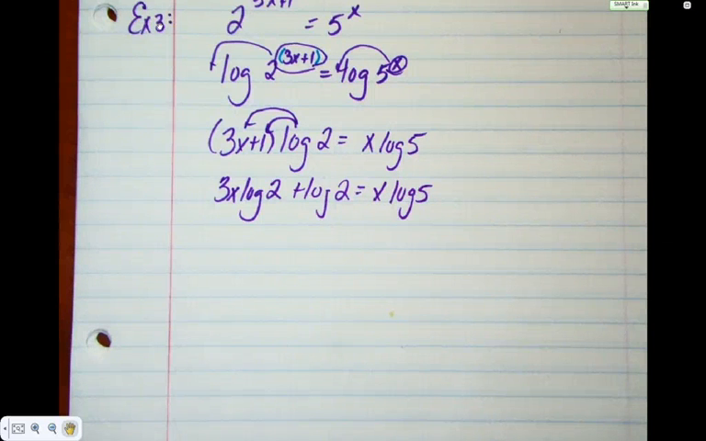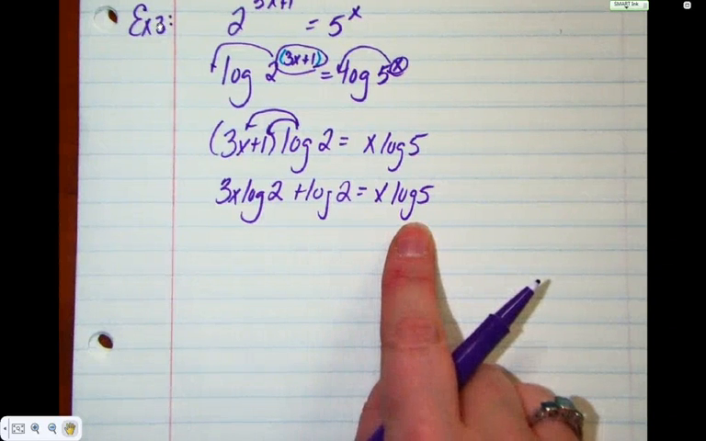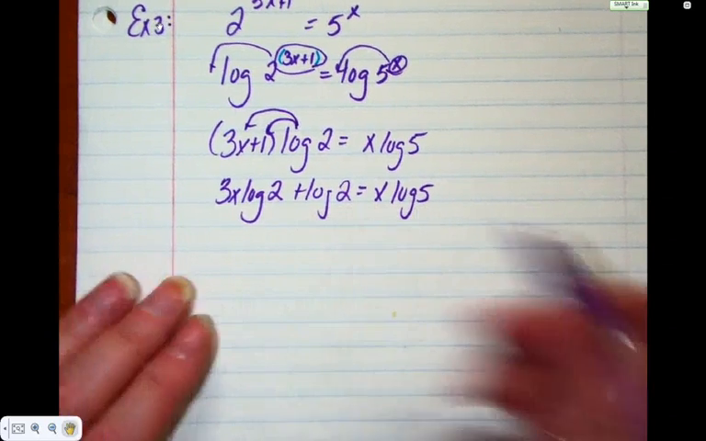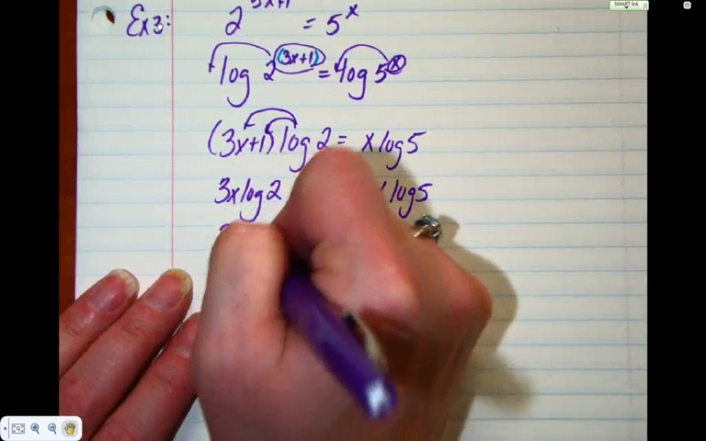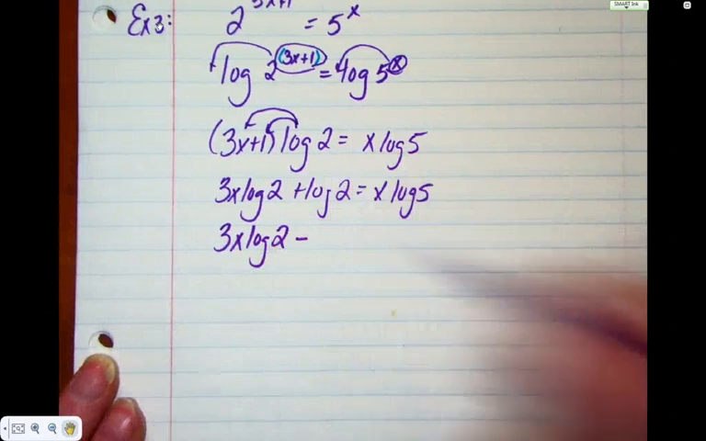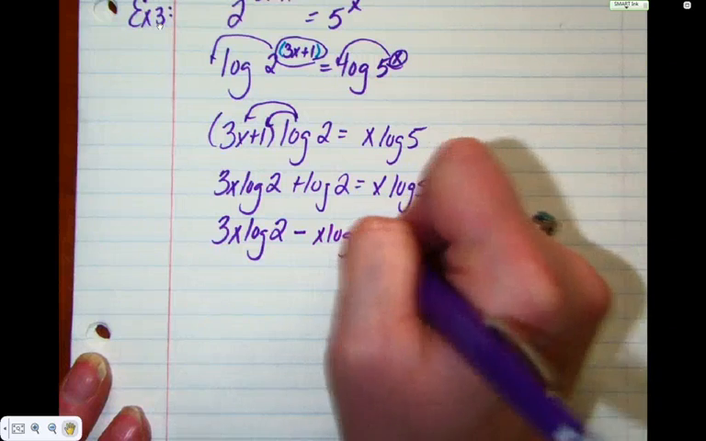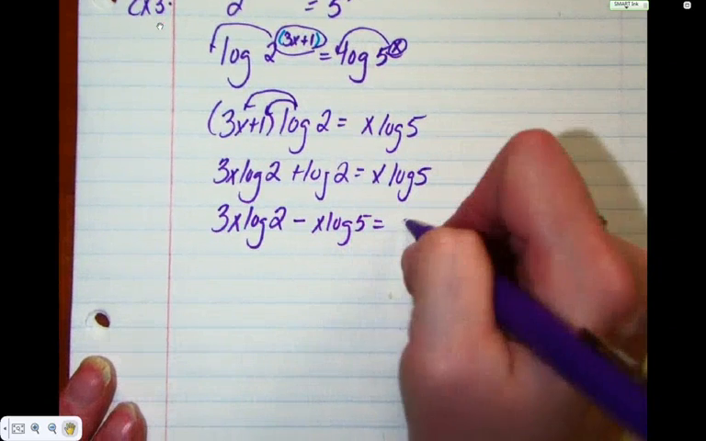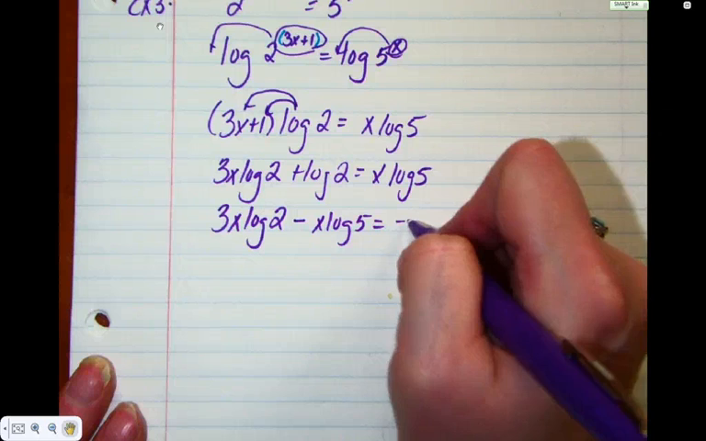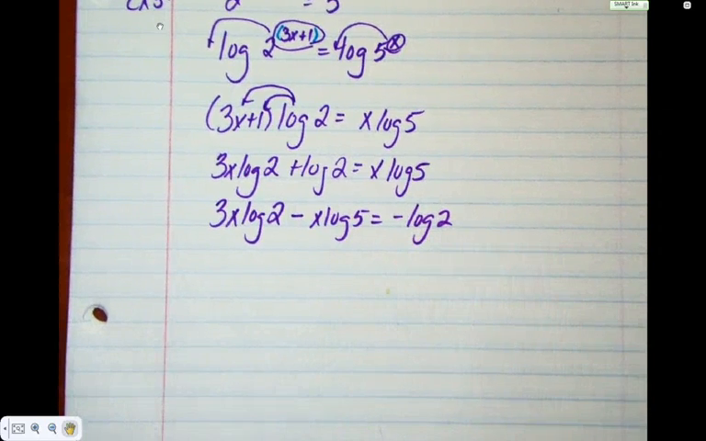Now is the step where we want x's on one side, anything without an x on the other side. So what do we need to move? x log 5 needs to come to the left, and log 2 needs to go to the right, so let's do those in one step. So 3x log 2 is going to stay. Then we're going to have minus x log 5, I mean. And on the right, negative log 2. Why is it negative? Because it flipped.